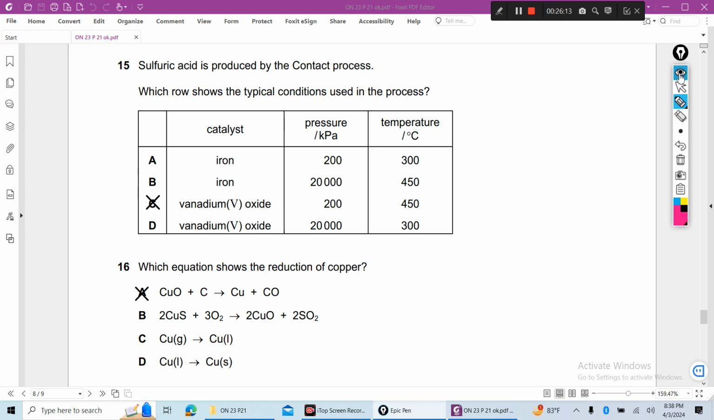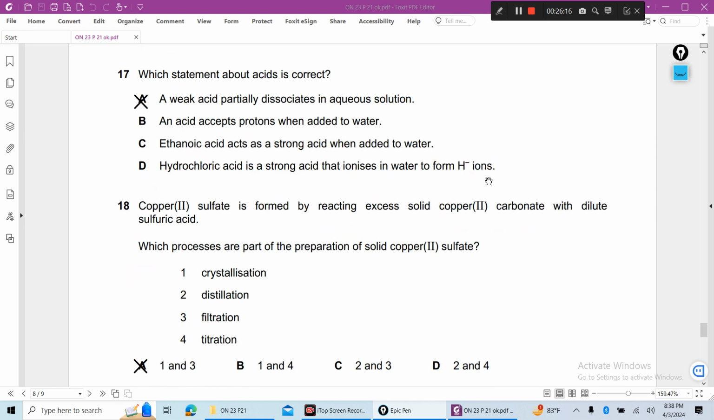Next, number 17, which statement about acids is correct? A: a weak acid partially dissociates in aqueous solution. You know, a weak acid partially ionizes or partially dissociates in aqueous solution. So the answer will be A. B is the wrong answer: an acid accepts a proton, no. An acid donates a proton. C: ethanoic acid acts as a strong acid, no. Ethanoic acid is a weak acid. Organic acids are generally weak acids.